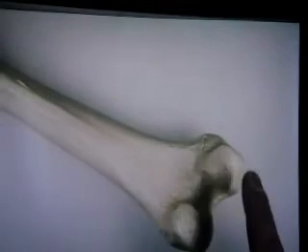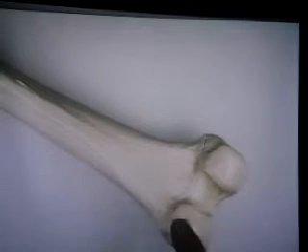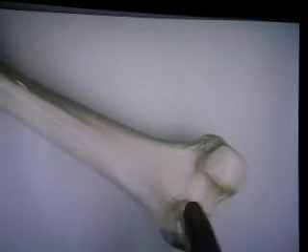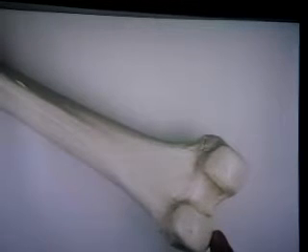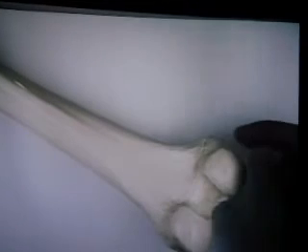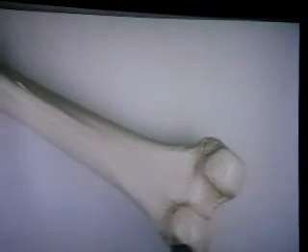So this is the medial condyle, and this is the lateral condyle. So this is the medial condyle here, lateral condyle here. The ones on the sides here, this is the medial epicondyle, and this is the lateral epicondyle.